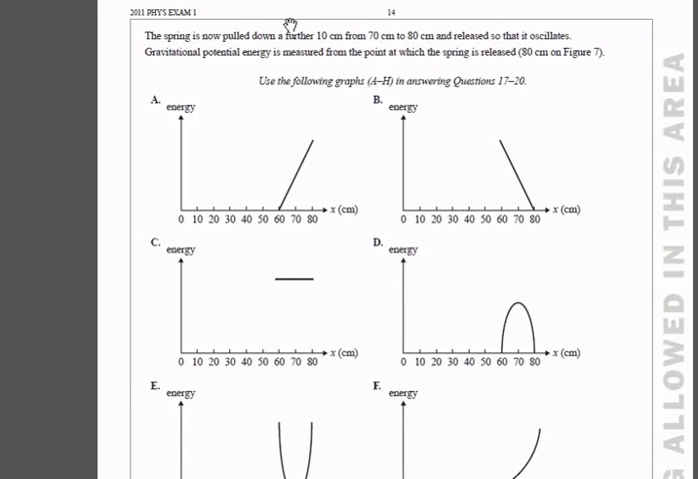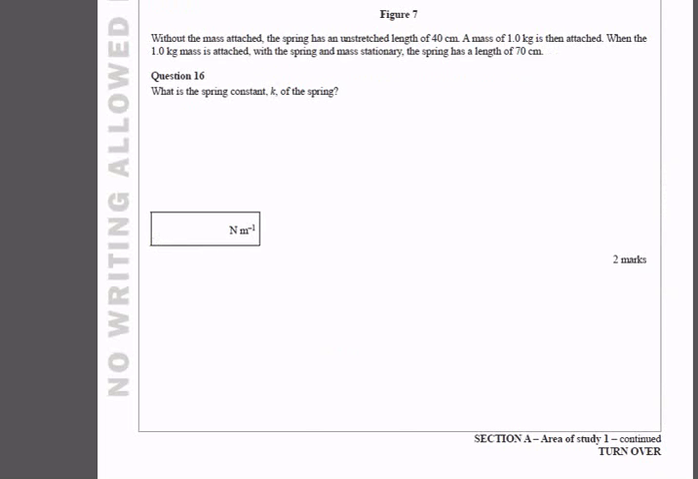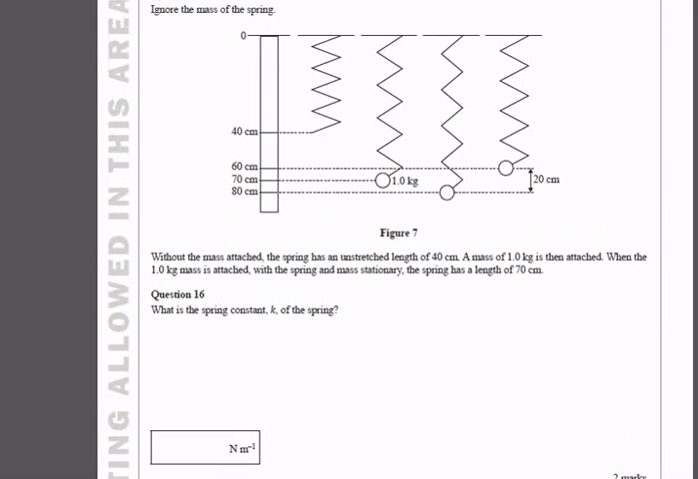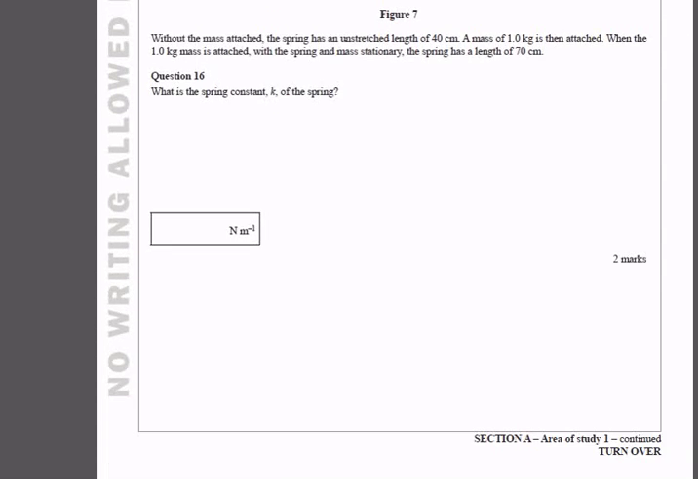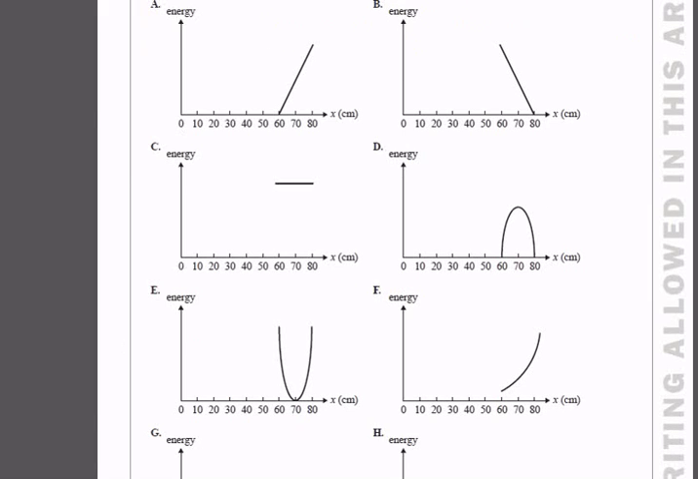It says the spring's pulled down another further 10 centimeters from 70 to 80 and it's released so it oscillates. So that's looking at this diagram here, and it was here, it's pulled down to 10, it oscillates up and down and up and down and up and down between these two things here. So that's the situation we've got going on. And they've got all these graphs we can choose from, and the questions I've got over here.